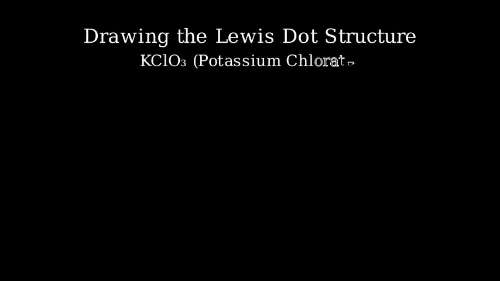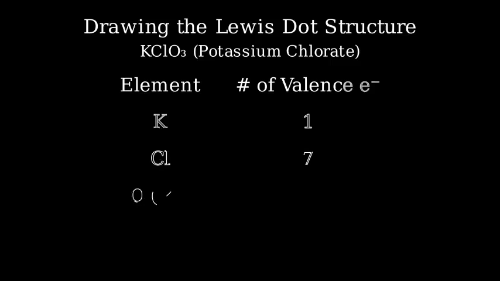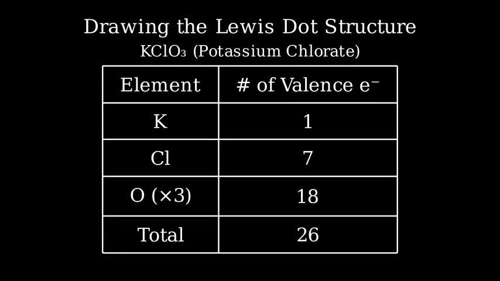Welcome. Today we'll learn how to draw the Lewis dot structure for potassium chlorate, or KClO3. Let's break this down step by step. First, let's count the total valence electrons.